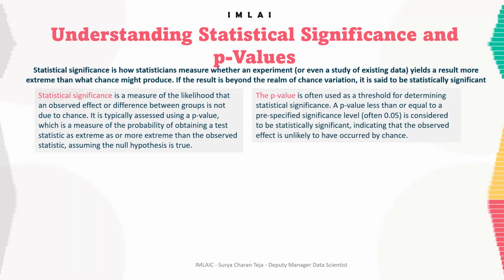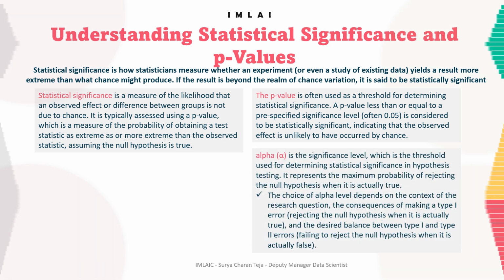Now let's look into the level of significance, alpha. So we have seen statistical significance, and after that we have seen the p-value. The p-value is often used as the threshold for determining statistical significance: a p-value less than or equal to a pre-specified significance level. If a p-value is less than or equal to 0.05, then it is considered statistically significant, indicating that the observed effect is unlikely to have occurred by chance.